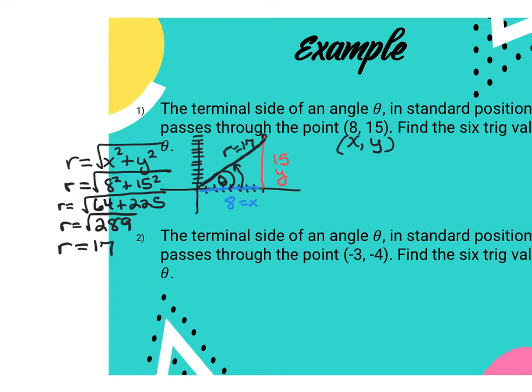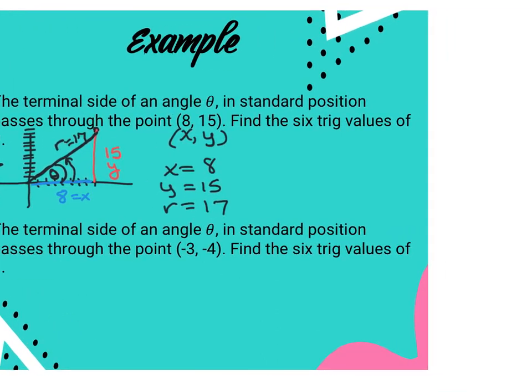So now I have everything I need. My x is 8, my y is 15, and my R is 17. I'm now going to take these three numbers and plug them into these 6 trig ratios. So let's go ahead and do it. And this is what you're doing in tonight's homework.